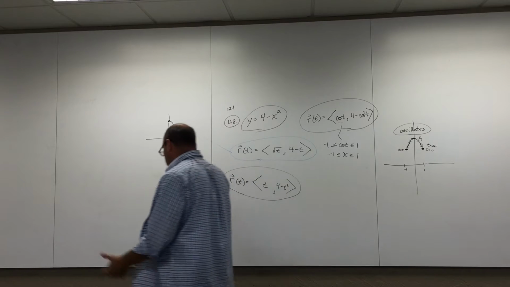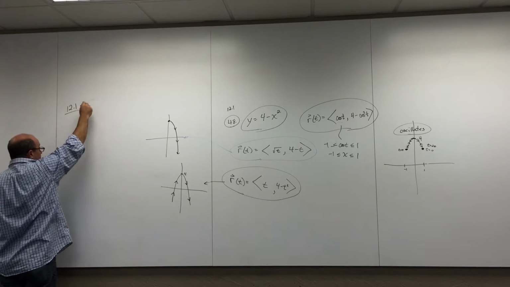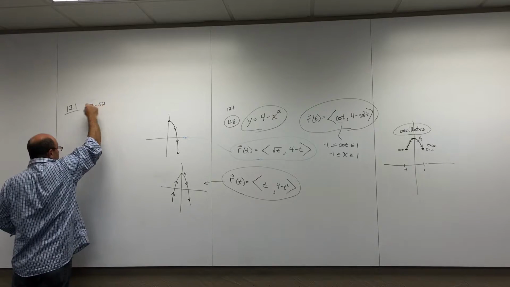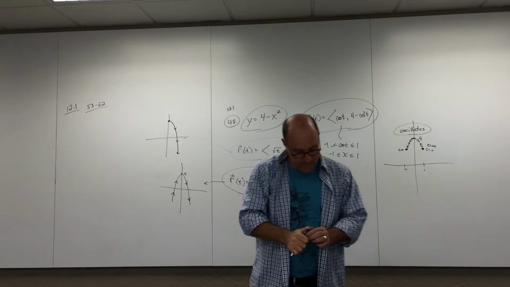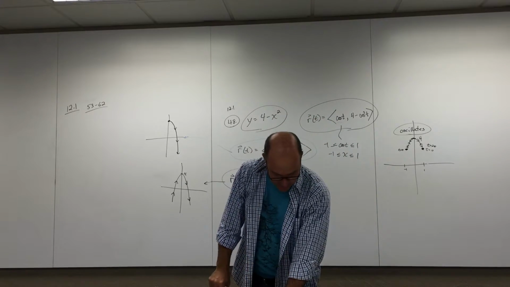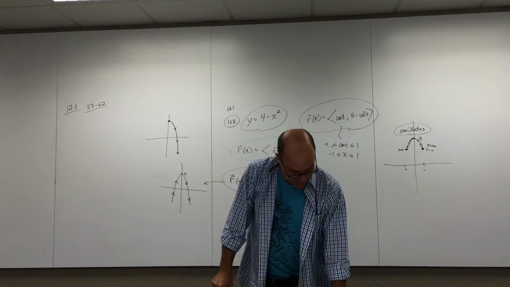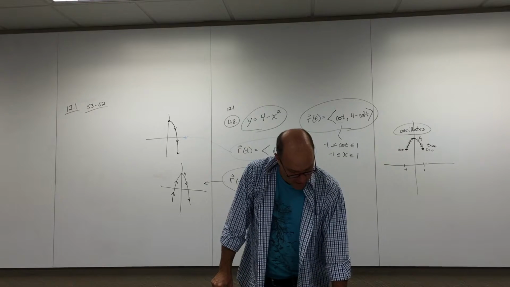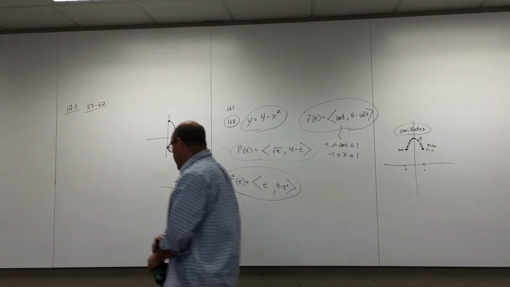All right. In 12.1, I didn't get to these questions. There's 53 through 62. These are kind of tough, but I like them. And I probably would like to put a test question on here. Let me just try to grab one of these. Okay. I'll try this 58.